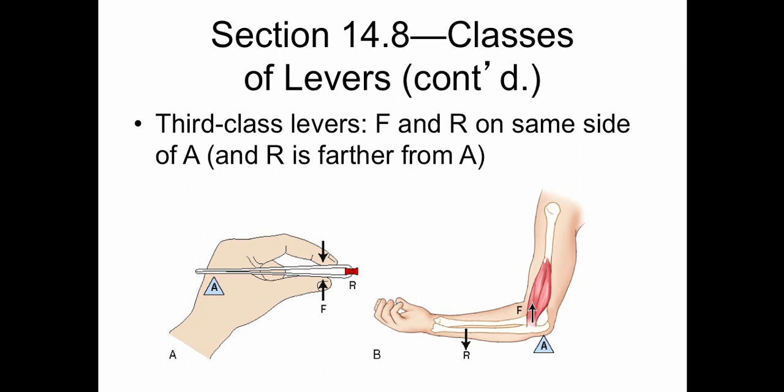A third-class lever, F and R on the same side of A, and R is farther from A. The brachialis is a third-class lever. It has less leverage, but the advantage of less leverage is that it gains the ability to move the forearm quickly through its range of motion.